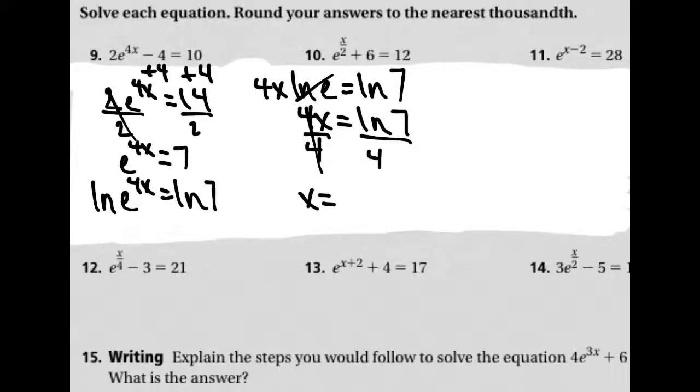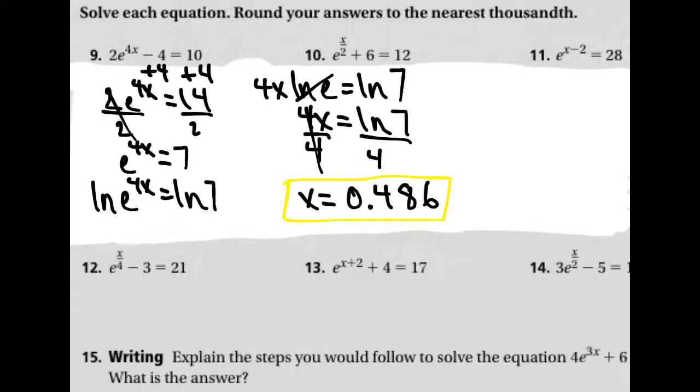Just do it on a calculator and you're going to get approximately 0.4. It says round to the nearest thousandth up here, to the nearest thousandth. So what we're going to do is leave it to 3 decimal places, 0.486. That's your final answer.